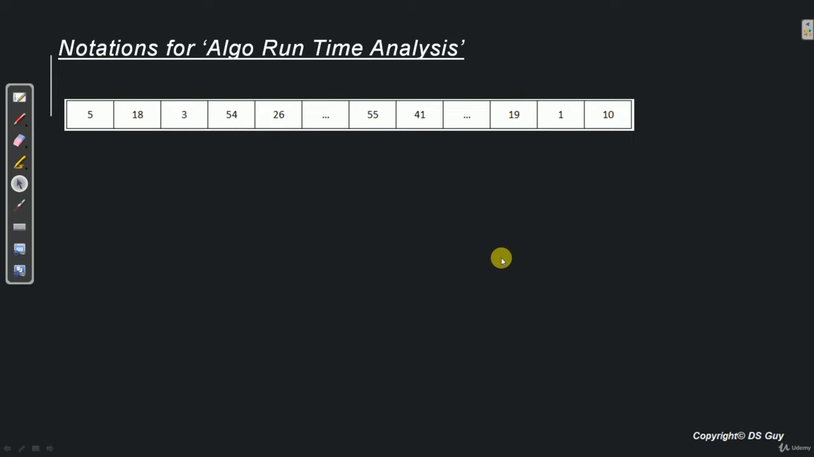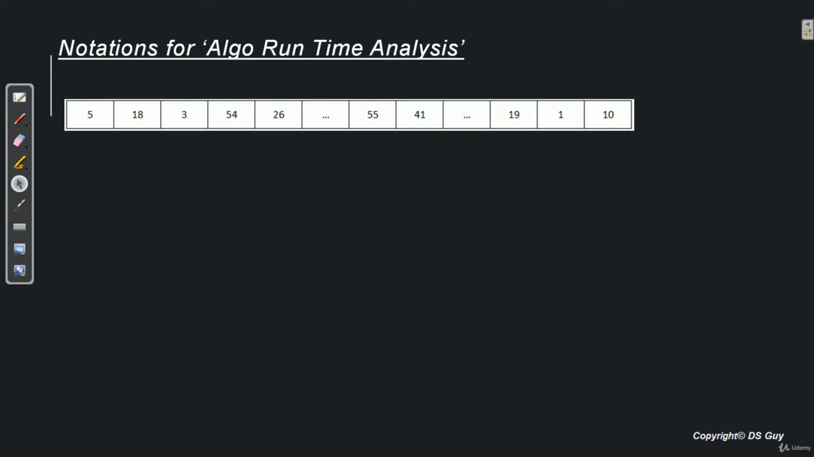Hey guys, welcome back. So in the last video we talked about three notations that are used to measure performance of a given algorithm, whereby we saw omega, big O and theta. I hope the theory part of all these three notations are clear to you. Now in this video let's try to understand these three notations with the help of a simple array example.